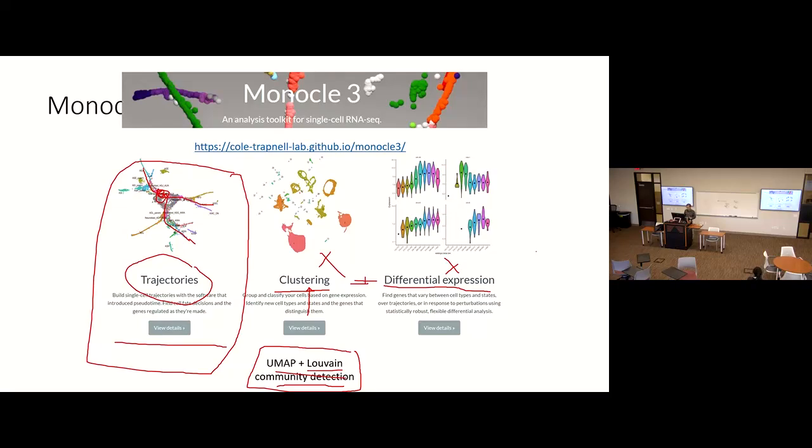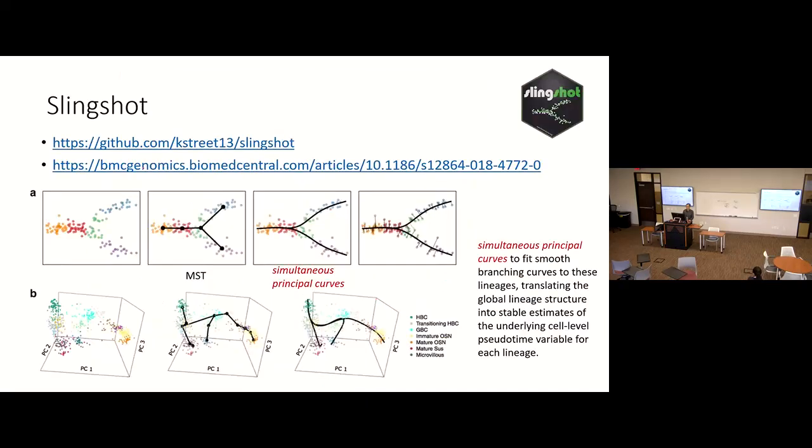We will play with this algorithm in the computer session, so you know how to use this. It's still the most popular one recently. Slingshot is another one based on the principal curve. In the middle, you know, this minimum spanning tree.